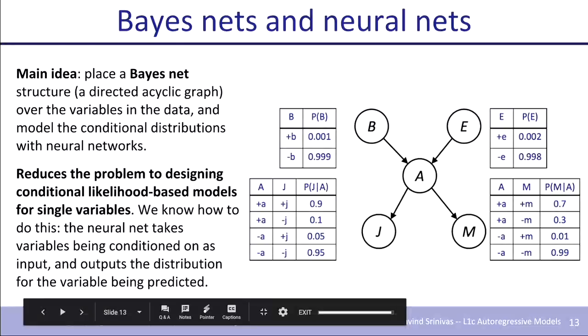So why does this make sense with neural nets? It's because we know how to design neural nets which condition on a lot of stuff and predict one single small variable. For example, an image classifier. What's an image classifier? It takes in an image. It's very high dimensional, it's a lot of stuff. And it predicts a single label from 1 to 100. So we know how to design models of that form, and we can plug those in to be the conditional probability distributions.